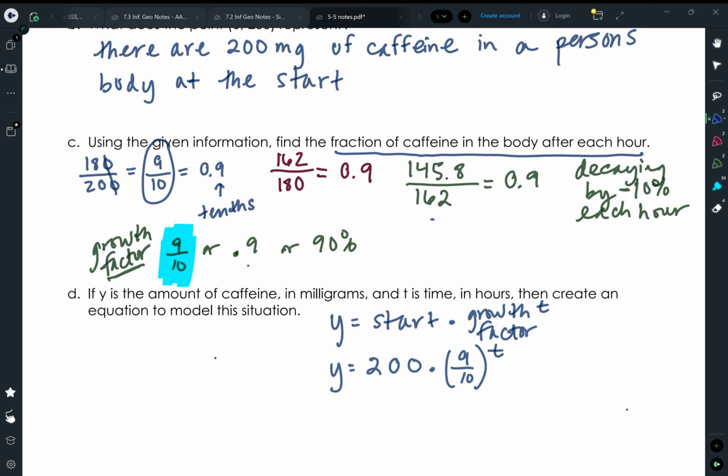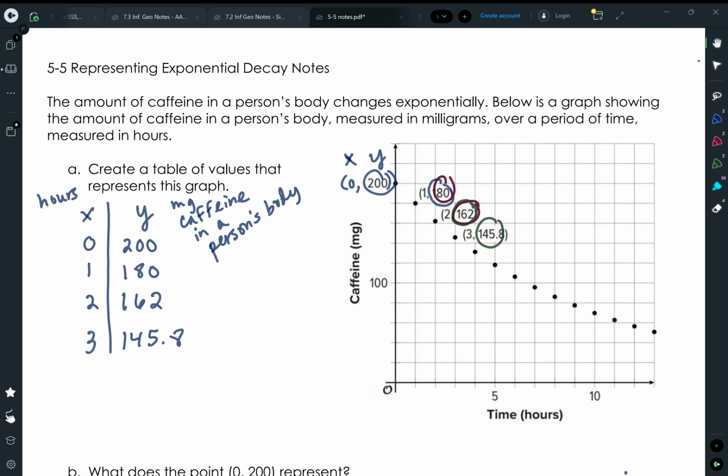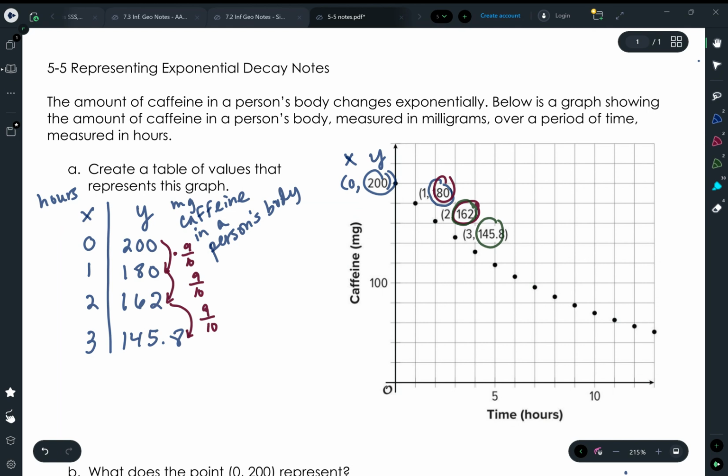I feel like coming up with that 9/10 part is kind of new. So if you need to, you could go back to your table and say, hey, does that 9/10 really work? Let's take 200 and multiply by 9/10 and make sure we get 180. Let's take 180, multiply by 9/10, make sure we get 162. Let's take 162, multiply by 9/10, and make sure we really get 145.8. That might be a good exercise for you.